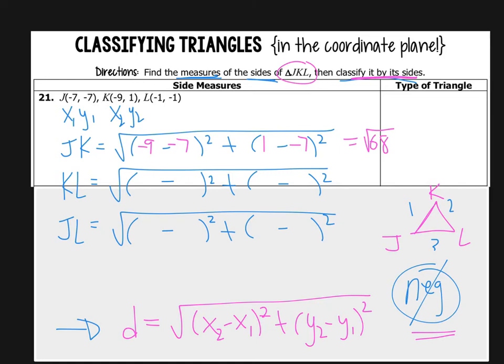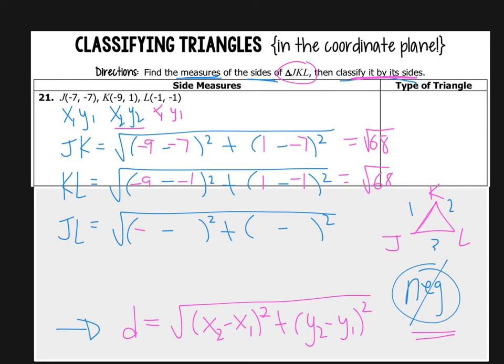Now let's move on to KL. I haven't labeled it yet, so I'm going to call this x1, y1, because I already have this labeled as x2, y2. So for the difference of my x's, I'm going to have negative 9 minus 1, minus a negative 1, I'm sorry. And then y is a 1 minus a negative 1. Let's take a moment, press pause, and calculate it out. And lo and behold, that is also the square root of 68.